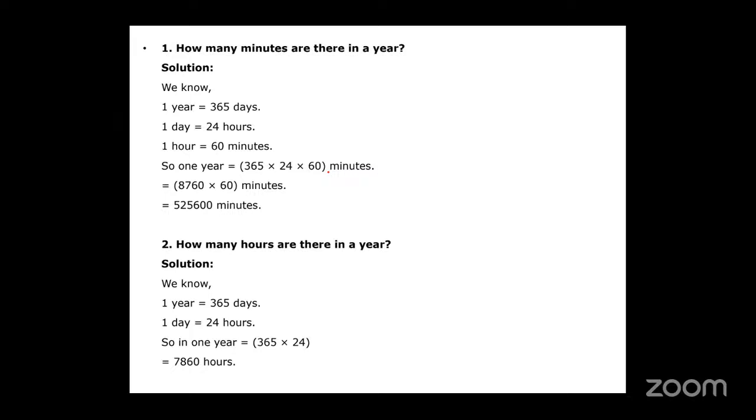Now, how many hours do we have in a year? If it is hours, we'll have 24 times 365. That should be 8760.